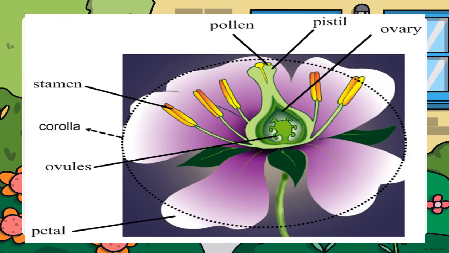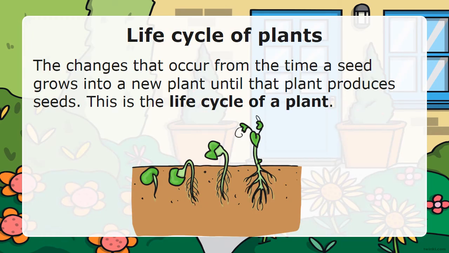Parts of a flower. You notice the stamen, which is the male part, the ovary, that is where the seed will grow, the petal, that is the bright colored part of the flower, the pollen, that is on the stigma, the pistil, that is the female part, and then we have the ovary, that is where the young seed will germinate. Let's remember that all plants have a life cycle. The changes that occur from the time a seed grows into a new plant until that plant produces seed. This process is called the life cycle of a plant.